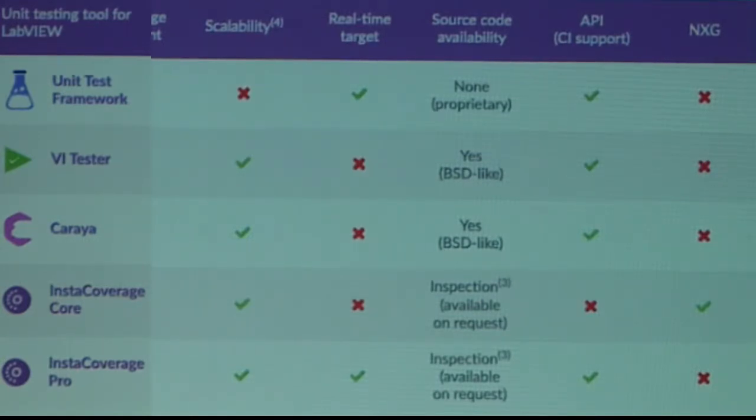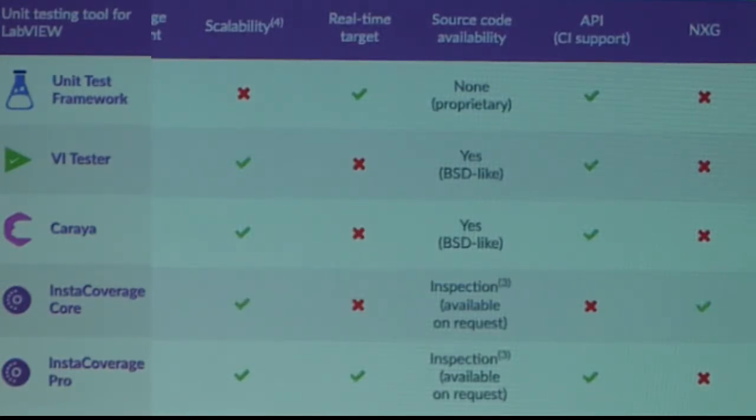API, so the programmatic usage of the unit test framework. Except InstaCoverage Core, all tools support it. This is good for continuous integration. For example, if you have a Jenkins server and you would like to automatically execute these tools, then you can do it using an API.